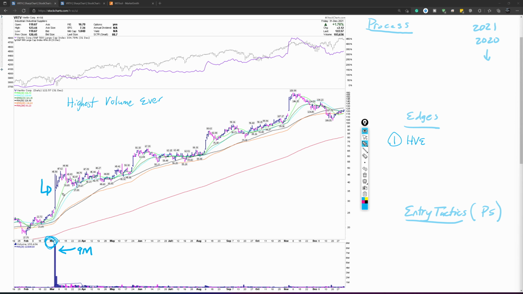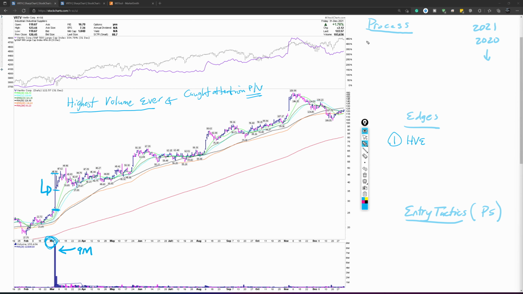This name moved up above the 25 area, made a high of 45, and closed at about 35. For whatever reason, something happened here that caused the highest volume ever. It caught someone's attention, and that is all we need to know from a price and volume perspective in the markets.